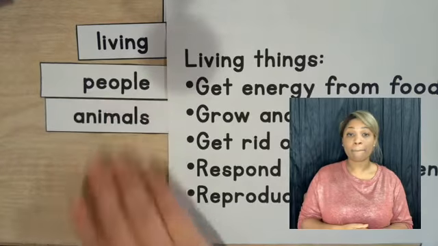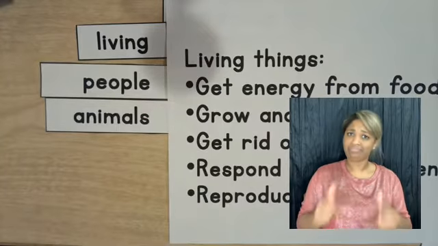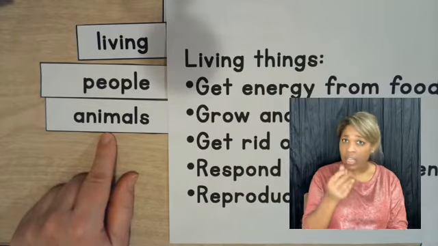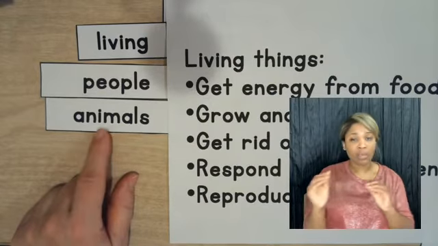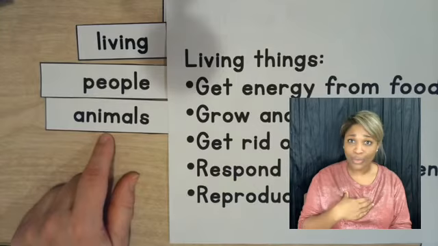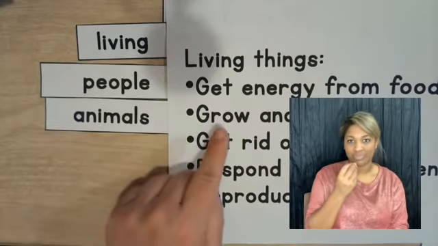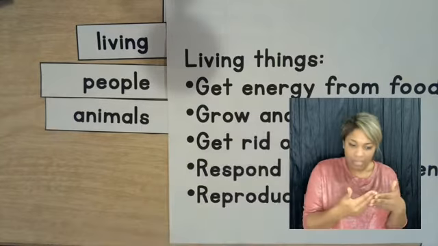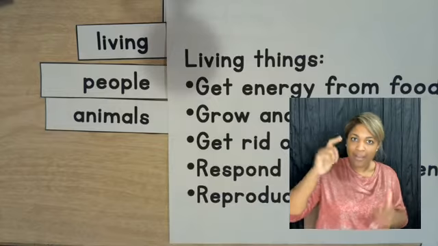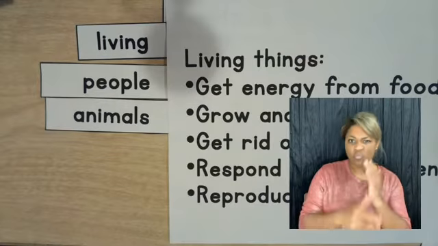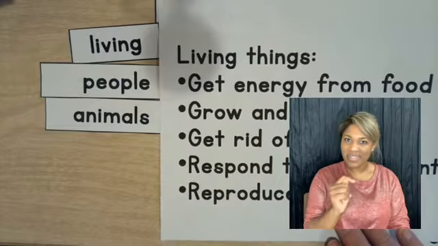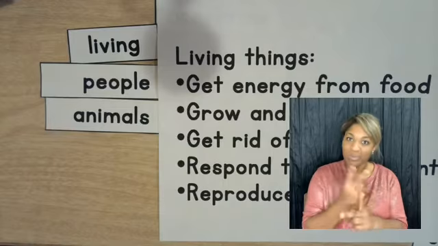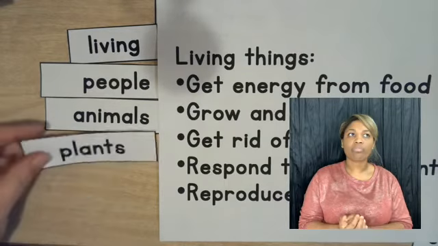Animals. Animals are living things. They get energy from food. If they didn't eat, they would not have energy. They would not feel like moving around. They would be very hungry. So they get energy from the food that they eat. They grow and they develop. They're babies, and then they get big. They get bigger. They get rid of waste. They go to the bathroom. They respond to their environment, and they reproduce.